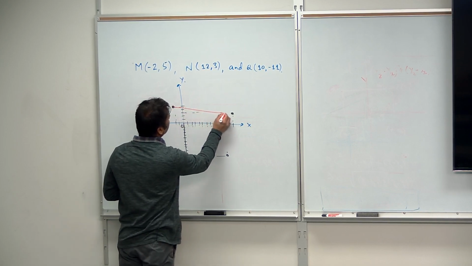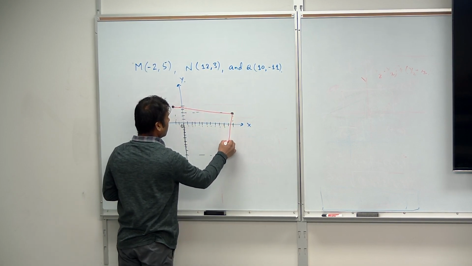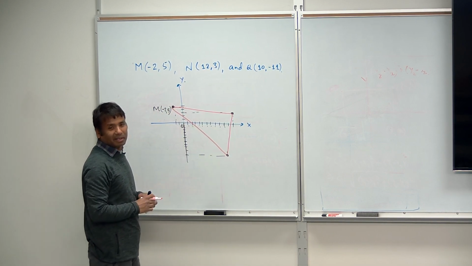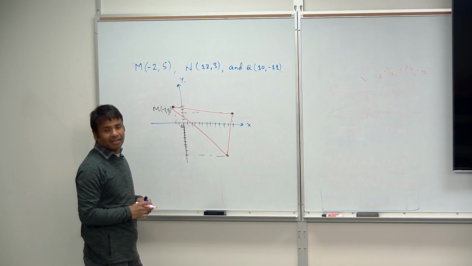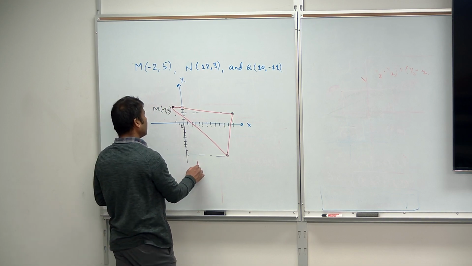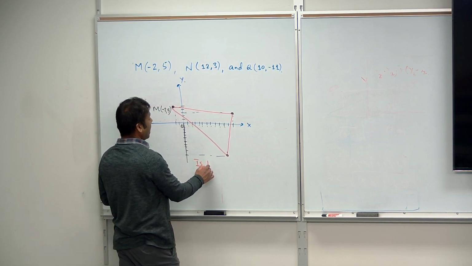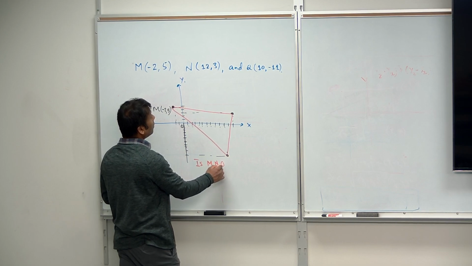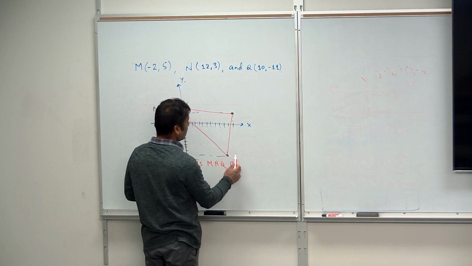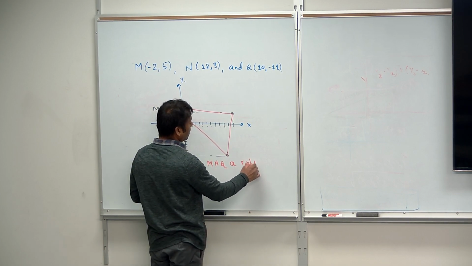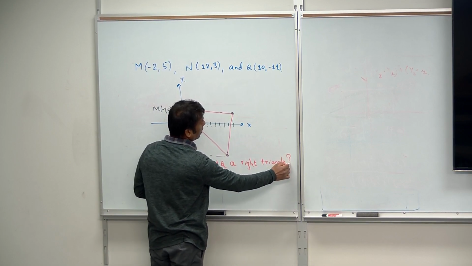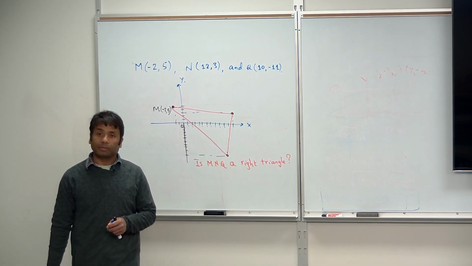So you have this, you have this, and you have this. Is this a right triangle? That's the question. That makes sense? So the question is: are M, N, and Q a right triangle? So this is the question.